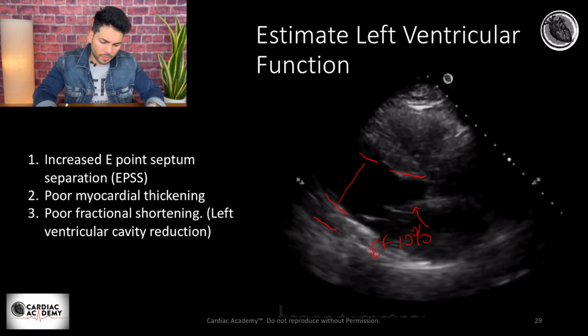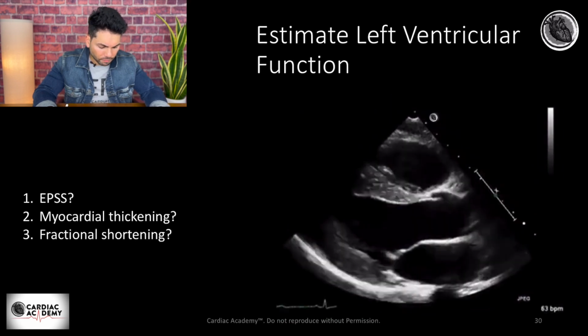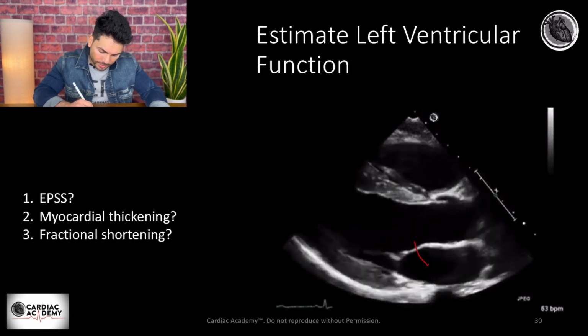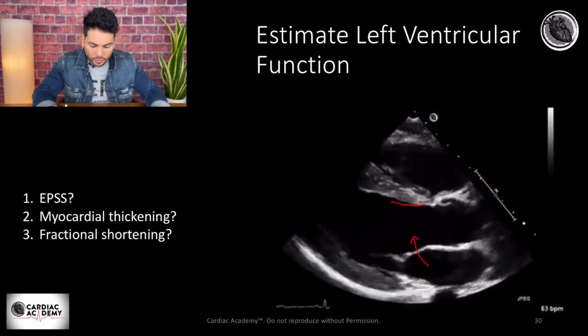All right, let's continue. Now, let's take a look at this example. First, EPSS. What do you look for? The anterior leaflet of the mitral valve, correct. And what do you want that leaflet to be doing? You want it to approach the interventricular septum. And we can see it's approaching it very well. It's almost touching the interventricular septum.